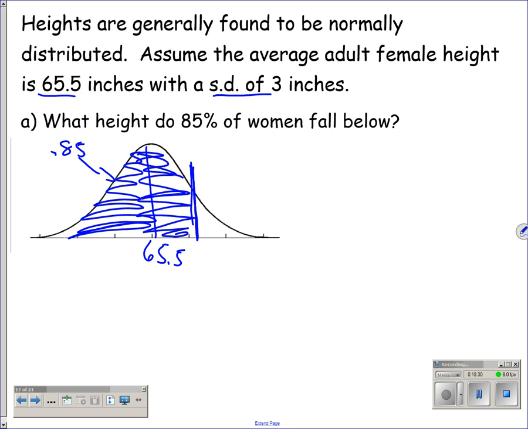So when you go to the screen, you're going to see that there's only 3 things you have to type in now. It's an area, the mean, and the sigma, or the standard deviation. So 3 things instead of 4. What do you think the area is that I'm going to type in my calculator? 0.85. Yeah, just the percent to the left of the value. And then just your mean and standard deviation. So that's 65.5 and 3.